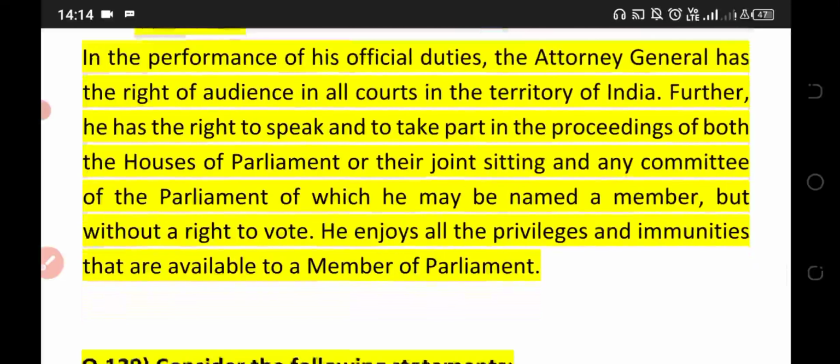Further, he has the right to speak and take part in the proceedings of both the Houses of Parliament or their joint sitting and any committee of Parliament of which he may be named a member, but without a right to vote. He enjoys all the privileges and immunities that are available to a member of Parliament.